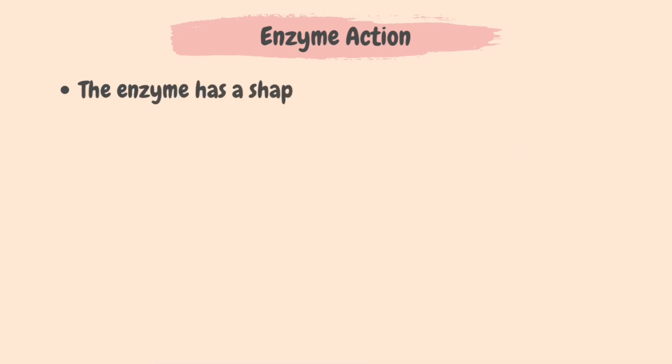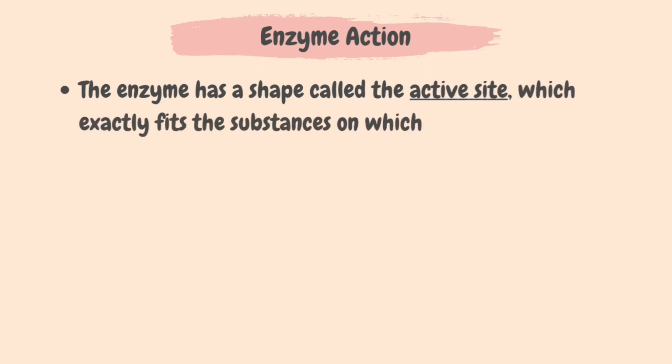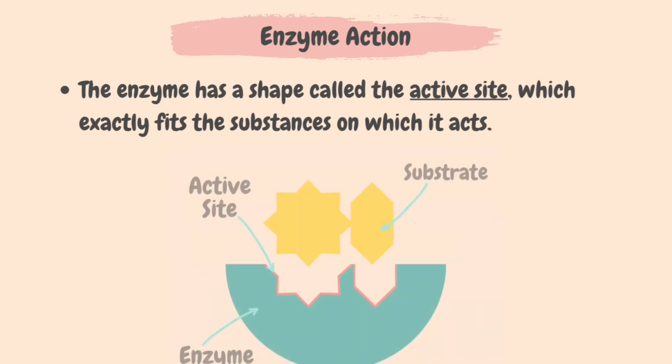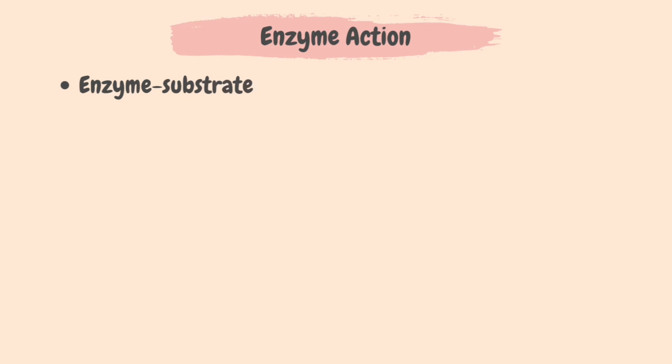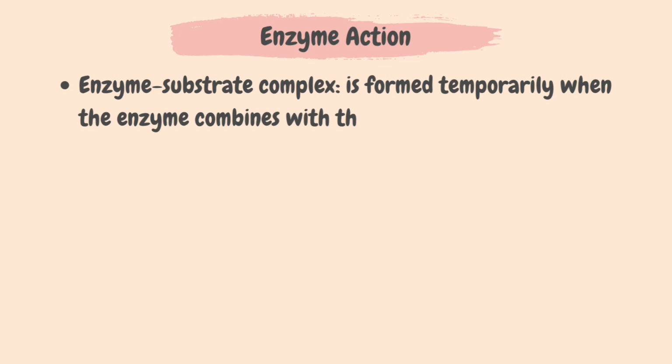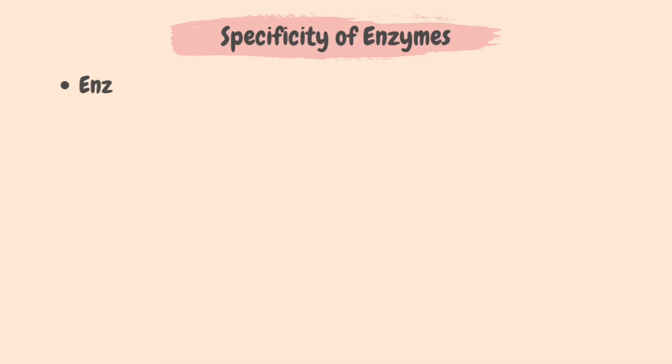The enzyme has a shape called the active site, which exactly fits the substances on which it acts. According to this example, the active site is shown by the red line. An enzyme-substrate complex is formed temporarily when the enzyme combines with the substrate. Here is an illustration of an enzyme-substrate complex. Enzymes are specific to their substrate molecules.